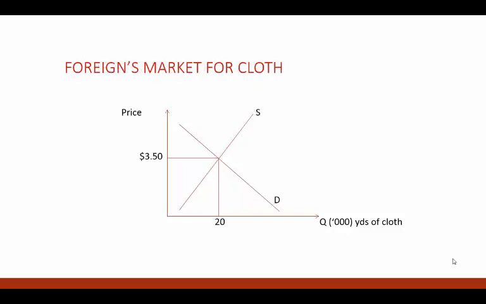Similarly, in foreign, assuming again that competitive markets prevail, a yard of cloth clears at a price of $3.50 and a resulting equilibrium quantity of 20,000 yards of cloth. Of course, for ease of comparison, we have assumed the same currency, or we have already carried out a conversion based on the current exchange rate, so that prices are now measured in the two countries in US dollars.